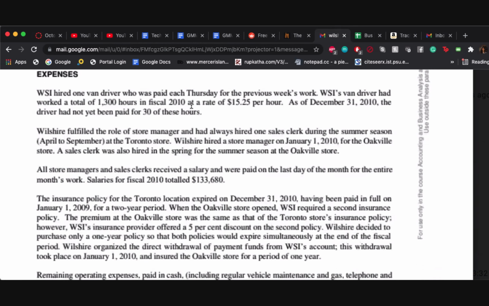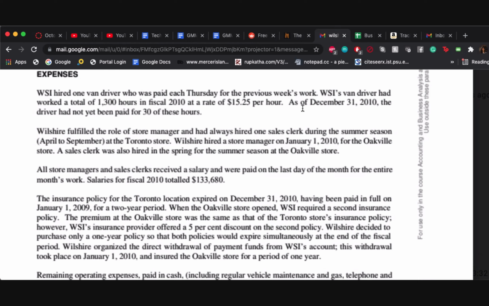I have one van driver. So when we come to expenses, the first thing we need to do is go to the balance sheet and put this on your cheat sheet. Go to the balance sheet, check if we have any wages payable, any expenses payable, pay them all off. Because if you didn't pay them last year, you have to pay them this year. Okay.